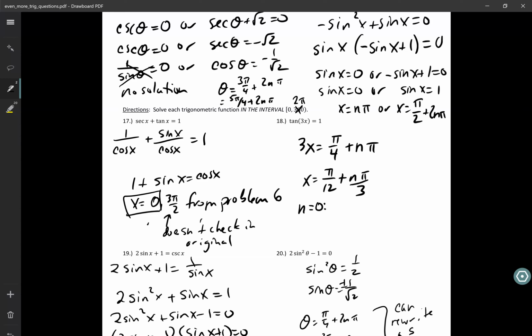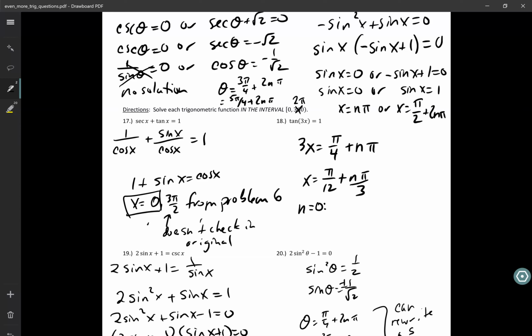And the reason why I know it's going to be 6 is because this originally would have had 2 solutions in 0 to 2 pi, because I would have had the pi over 4 in quadrant 1 and the 5 pi over 4, what you get when you add pi to pi over 4, in quadrant 3. So I had 2 originally, and this coefficient here in front of the x is a 3, so I'm going to triple the number of solutions.